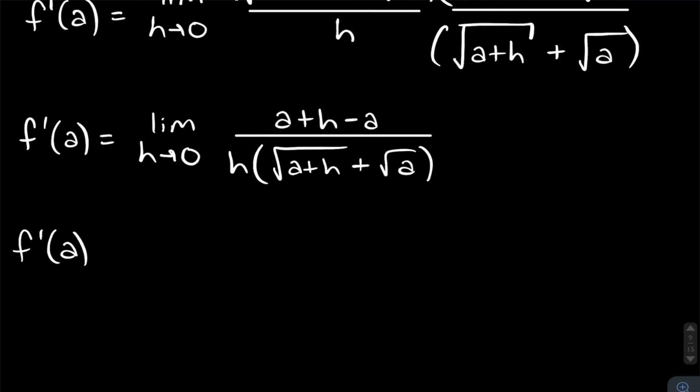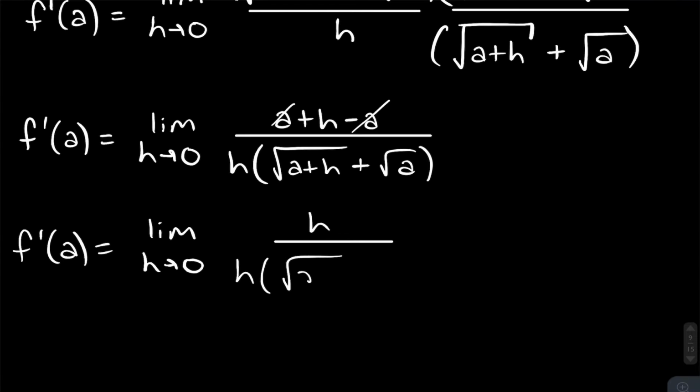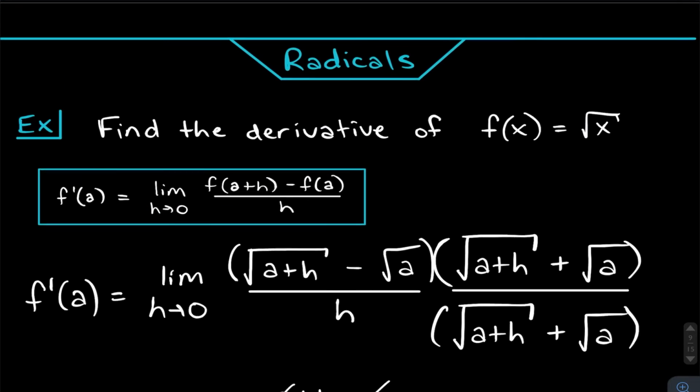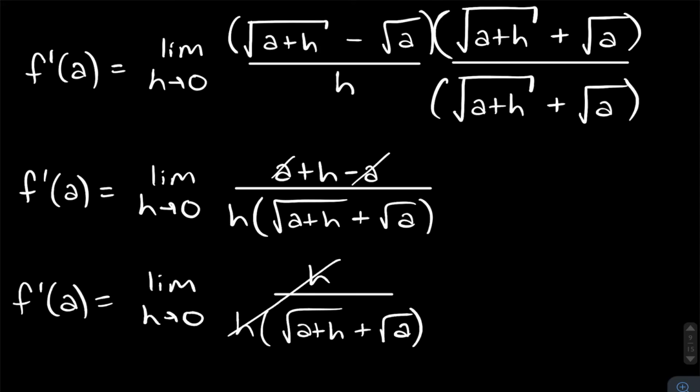If we do that, we get f prime of a is the limit as h approaches 0 of, well, the a's go away, and we get h over h times the square root of a plus h plus the square root of a. And now you can see that the h's cancel. And that's always going to happen when you have radicals. That's what you're looking for. Once you multiply by those conjugates, you're going to get the h's to go away. And that's what you have to do. You free the numerator up at this point. There's no more radicals left in the numerator, and so you're free to move things around and cancel.